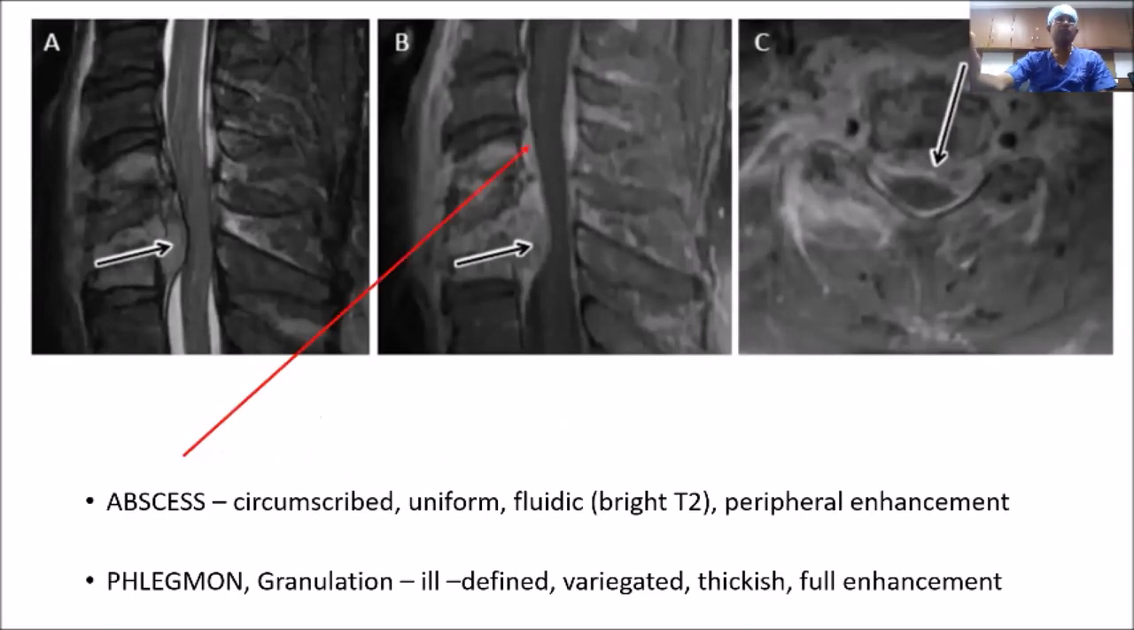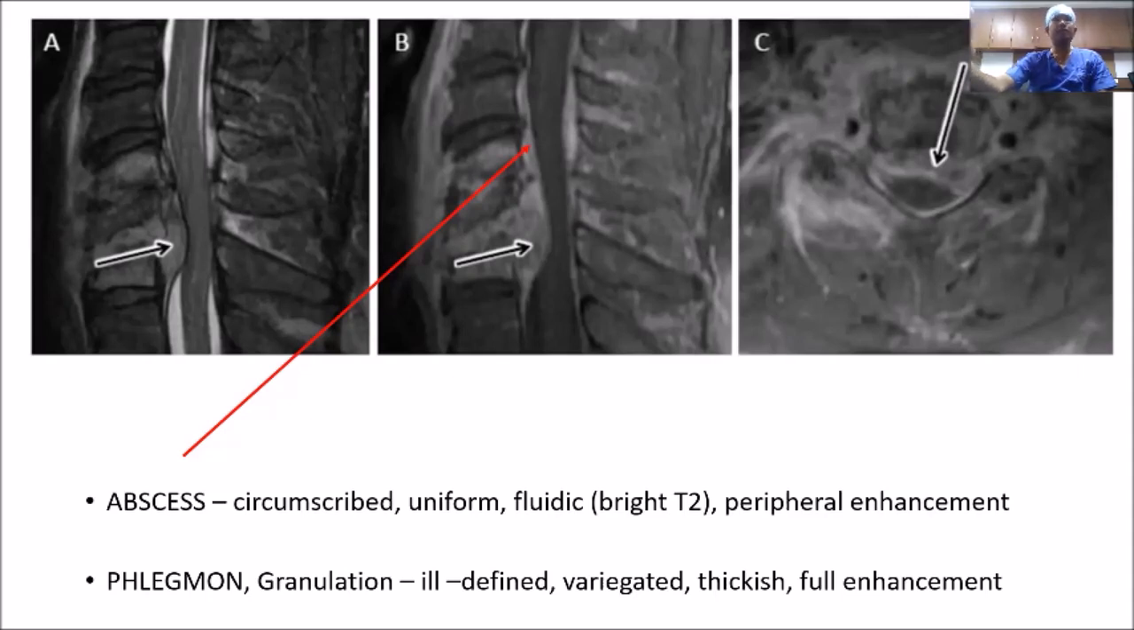So an abscess is one where you see a circumscribed uniform fluid signal, which is seen as bright in T2. And if you give a contrast, there will be a peripheral enhancement. An abscess responds very well to drainage or an antibiotic therapy.